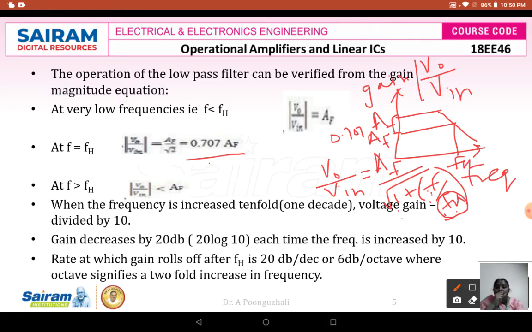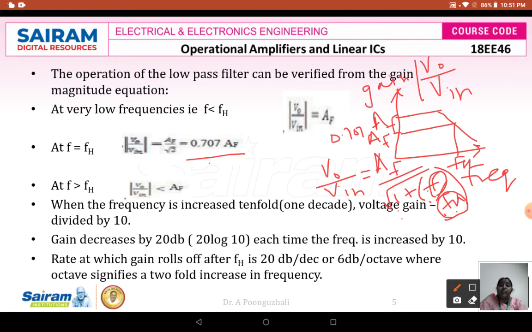Next, the third condition is at f greater than fH. At f greater than fH, if this is a high quantity, then automatically you can know that this is a small one. So totally this is going to be a very large value. Very large value means your V0 by Vin is going to be less than AF. So less than AF means my gain is going to decrease. So my gain is going to decrease after the cutoff frequency.